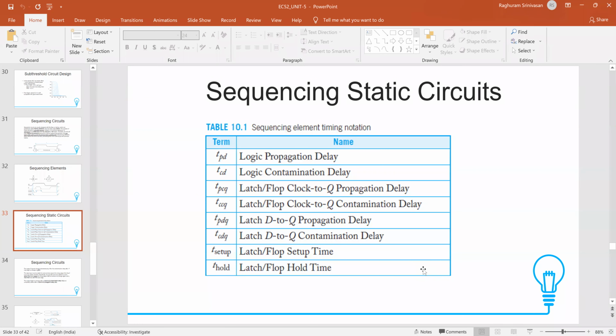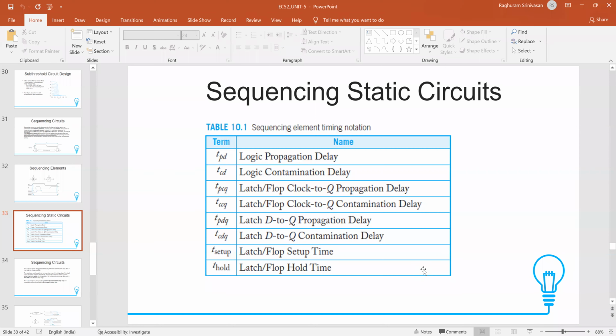So some simple definitions based on these operations. Propagation delay we have seen many times. It is a logic propagation delay. What is this logic contamination delay? Contamination delay basically is there is some amount of inertia. So suppose some logic block, take a simple block like a NAND gate.